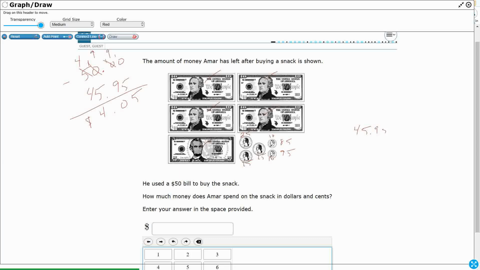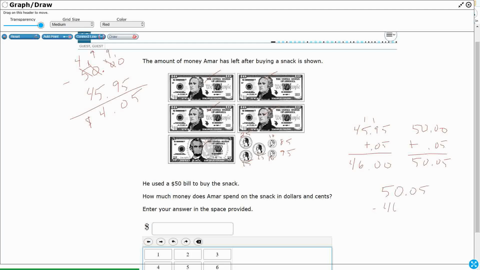45.95, right? If I add 5 cents, look what I get. I get a really simple, I should know number sense wise, right? That's just 5 cents away from 46 bucks. So I'm going to add 5 cents to that, and I want to add 5 cents to my 50. And watch what happens. It's the same difference. 50.05. Now subtract those two. Tell me which one's easier.